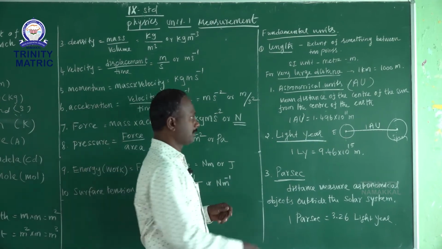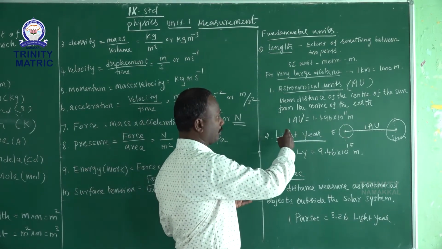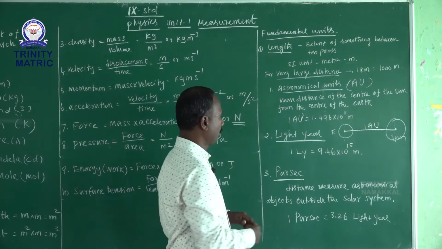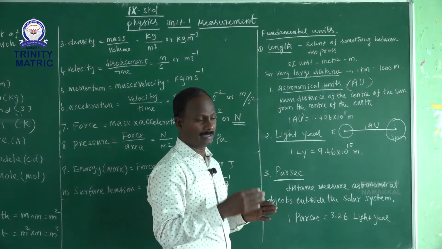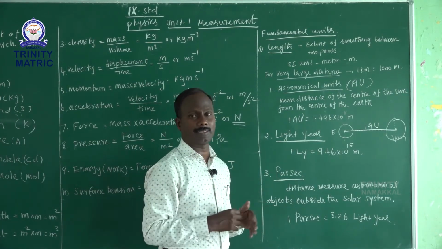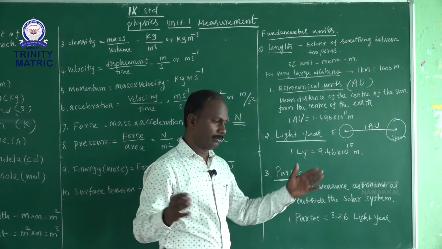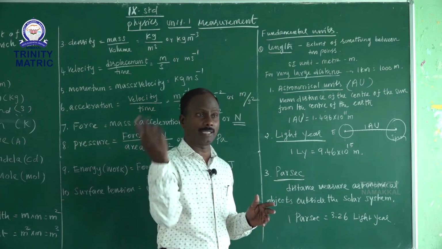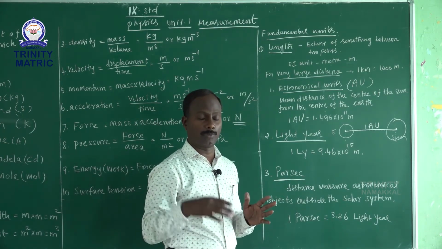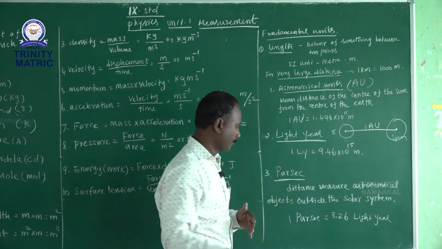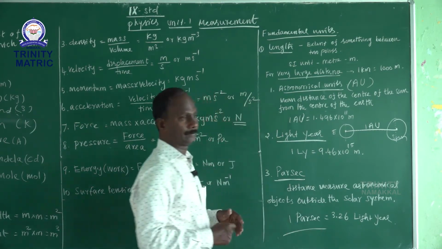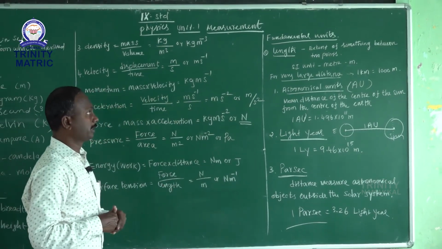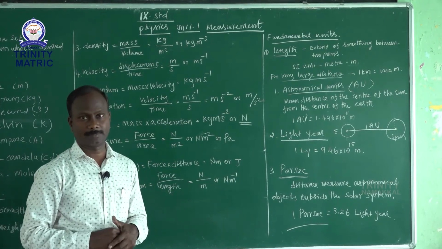So the astronomical unit is only the distance from the center of the earth to the center of the sun. Light year is the distance traveled by light in 1 year. These are used only inside the galaxy or Milky Way. Outside the galaxy, outside the Milky Way, for the entire universe, you measure using the parsec. These are used to measure large distances.